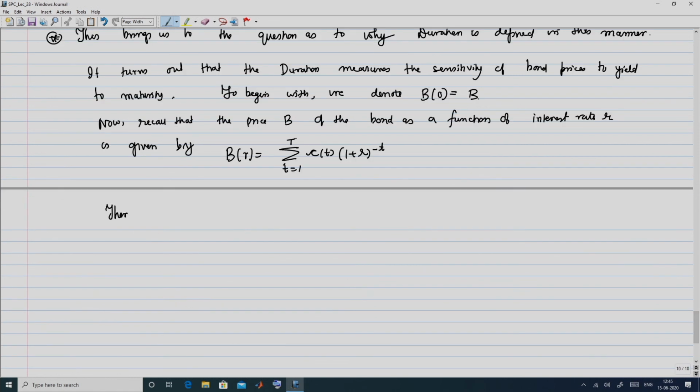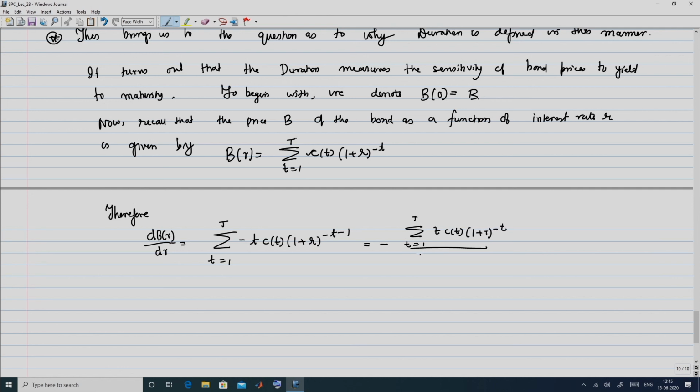So, therefore, what is going to be the sensitivity of the bond price as a function of R? For that we take dB over dR, and this is going to be the summation of minus t of C of t into 1 plus R raised to minus t minus 1, t is equal to 1 to capital T, and this is minus of summation t is equal to 1 to capital T, t of C t into 1 plus R raised to minus t divided by 1 plus R.